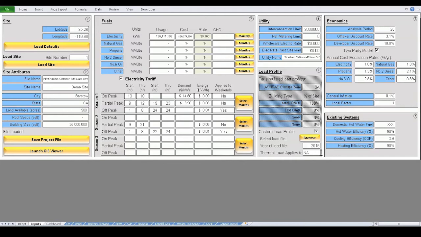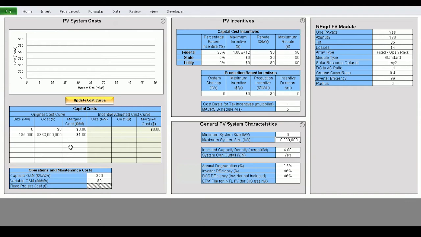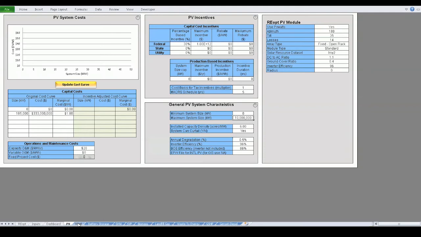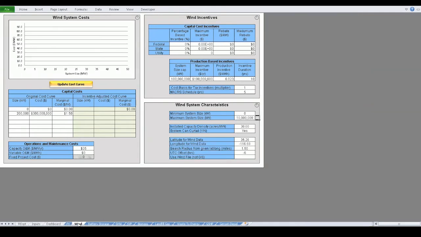After we've entered the site's data, we'll look at the technology characteristics. You'll see there is a tab for each technology, and each one contains similar data. On the PV tab, for example, we have installation and operating costs, incentives, and system characteristics, such as minimum and maximum size. We have these populated with defaults, but any of these entries can be changed by the user. Similar information can be updated and verified for each technology.